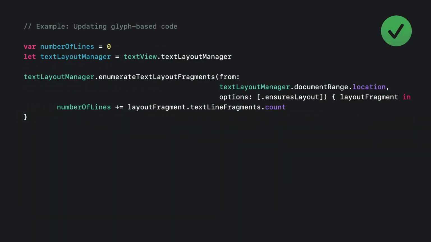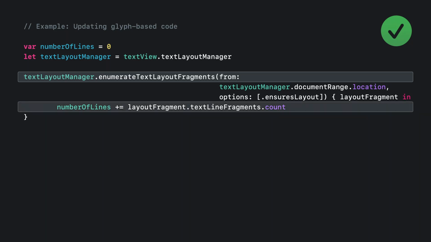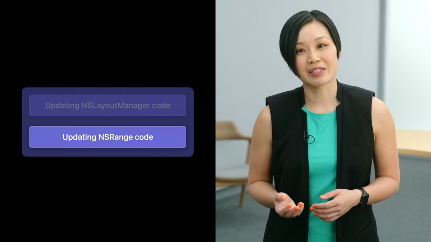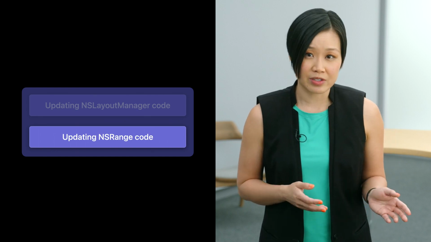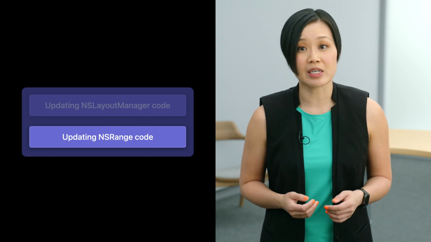And here's the code rewritten to use TextKit 2. Instead of iterating over glyphs, it's enumerating the text layout fragments in the document and supplying a closure that counts all of the text line fragments within each layout fragment. Keep that example in mind when updating your own code for TextKit 2. Now I'm going to shift gears and discuss updating code that's based on NSRange.